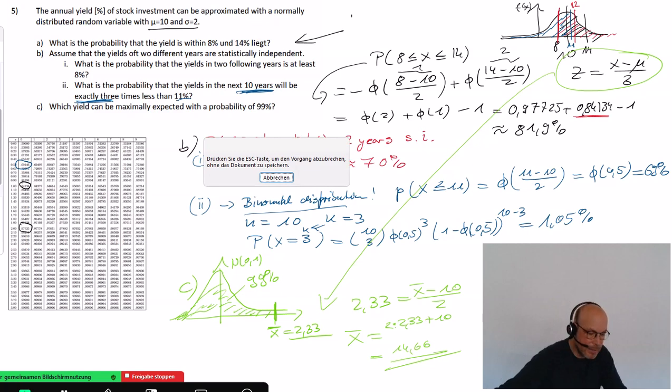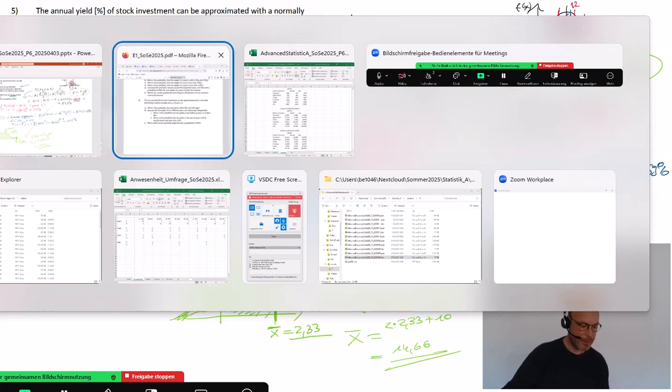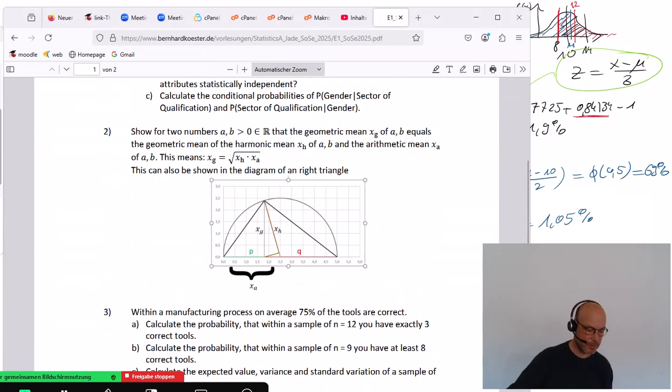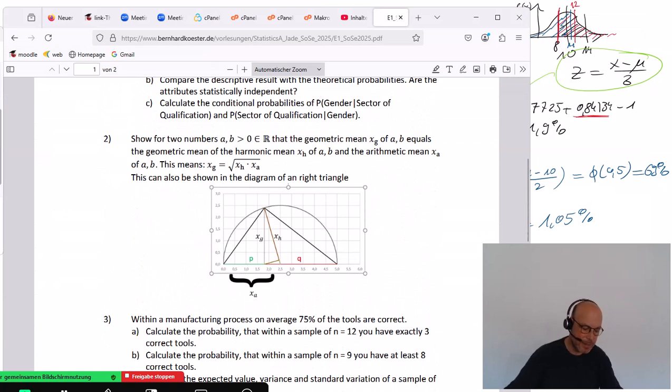Landing, and we are almost done. Yeah, maybe over the weekend, because this is really a very nice task. Here you just have to use the Pythagoras a squared plus b squared is c squared. Maybe you find it out.